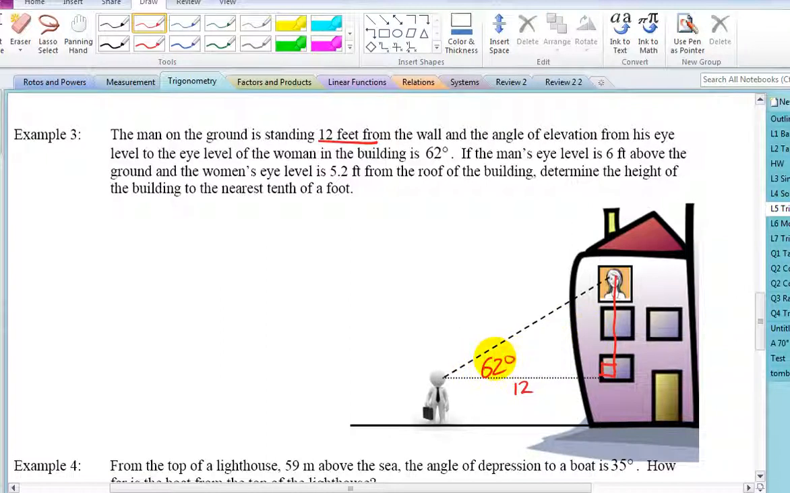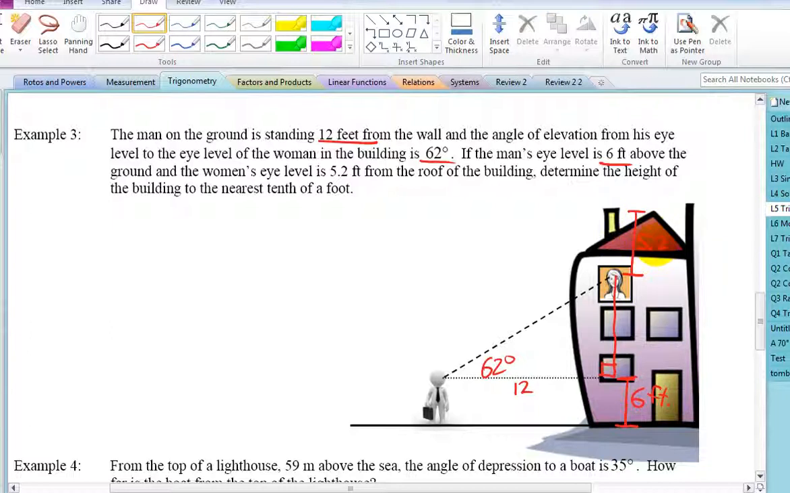That can go there. It says the man's eye level is 6 feet above the ground. So let's mark that over here, because we know it's going to have something to do with our triangle. So we're going to put 6 feet over to the right. Then it says the woman's 5.2 feet down from the top of the roof. So here would be 5.2.